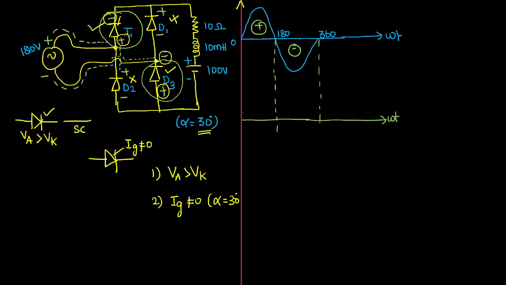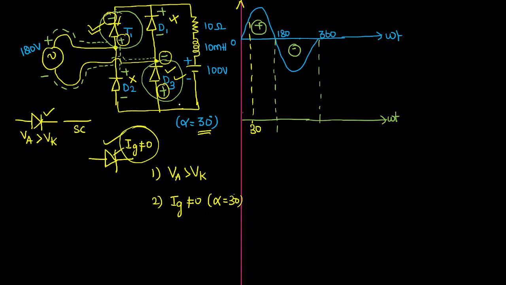It is given in the question. So we have to wait till the value of theta becomes equal to 30 degree. That is the value of alpha. That is the point when we are going to inject the gate current. So immediately this SCR will get triggered. Once it is turned on, then what will happen? So thyristor T1 and diode D3 will turn on at 30.